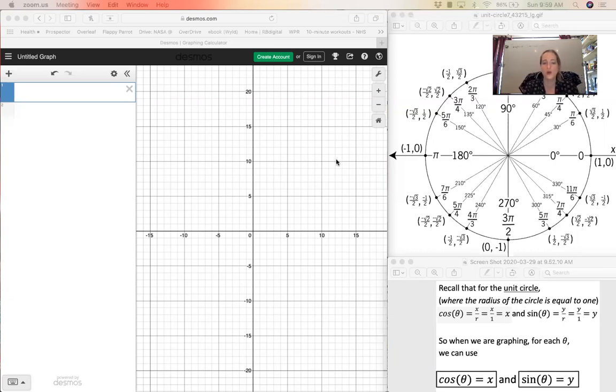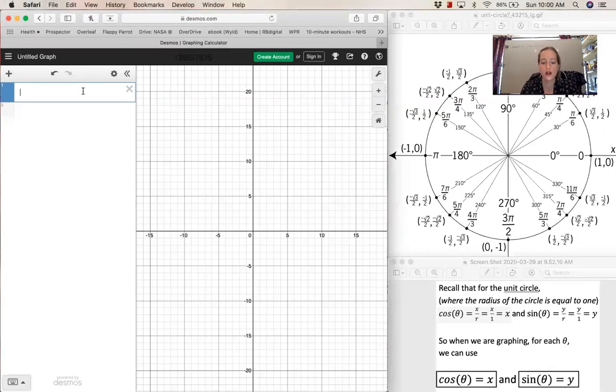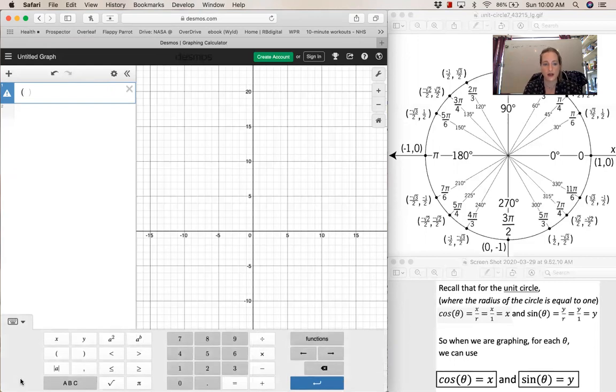When we're graphing the cosine function, what we're really graphing is ordered pairs that look like theta, an angle, and then the value of cosine theta. So we're going to plot a bunch of ordered pairs in this form, theta and the cosine of theta, and then we're going to look at what function that actually makes.